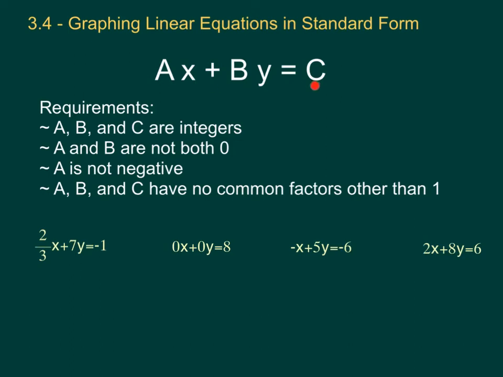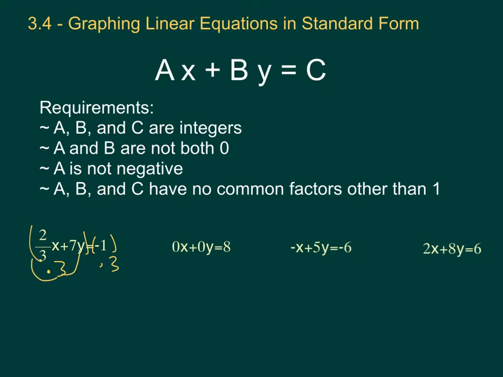It looks like standard form because it's a number times x plus a number times y equals a number. But it's not in standard form technically because a, b, and c have to be integers, and 2/3 here is a fraction. To fix that, I'm going to have to multiply everything by the denominator. So I'm going to multiply everything by 3. And when I do that, I have to make sure that I distribute that 3 to both parts of the left side of my equation.